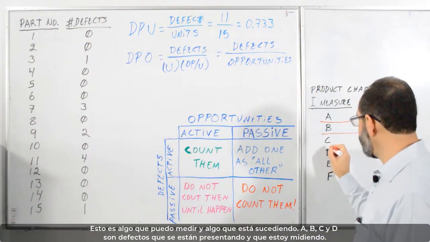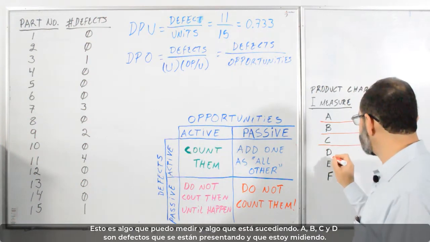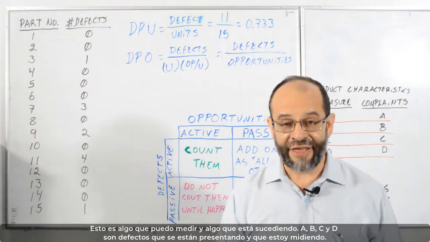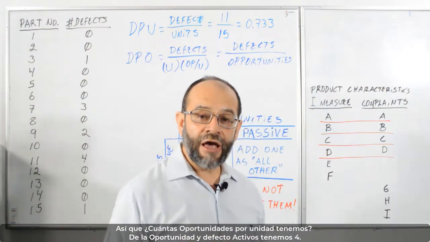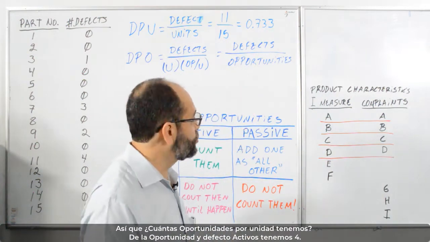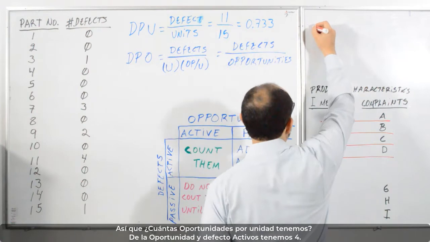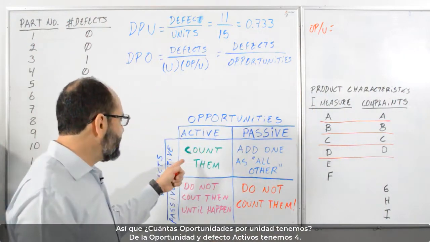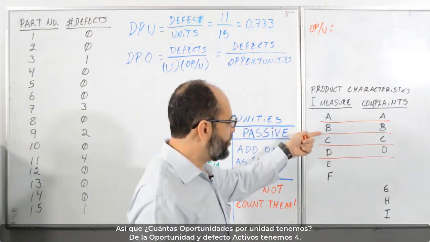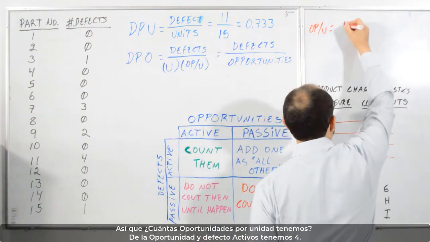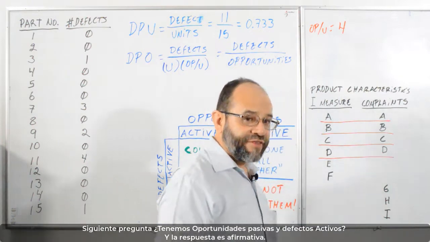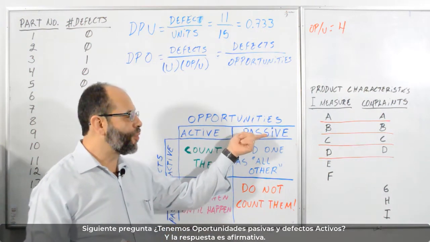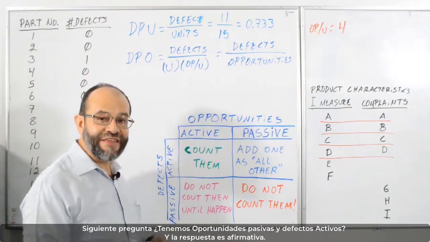B also is something that is happening and I measure. C is something that is happening and I measure. And D is something that is happening and I measure. So how many opportunities per unit should we have? Well, let me do that. Opportunities per unit. From the active and active, we are having 1, 2, 3, 4 of them. But, question, are we having passive opportunities and active defects?